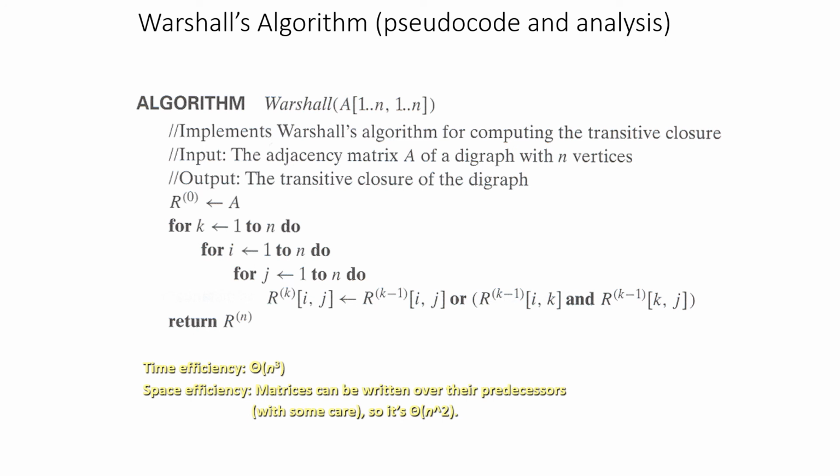How many times does it have to be repeated? For n times, where n is the number of vertices present in the graph. So the complexity becomes theta of n power 3, because there are 3 for loops where the upper bound of each for loop is n. Thus we are able to compute the transitive closure for the given graph using Warshall's algorithm.